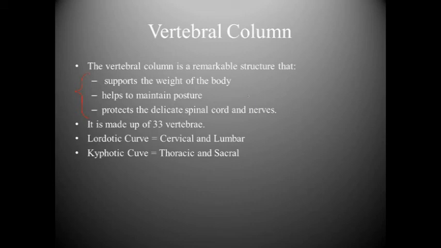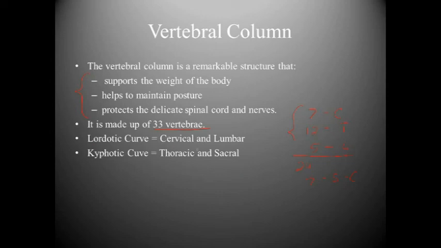It's made of 33 vertebrae, so know this, that there's 33 vertebrae. There's going to be 7 in the cervical spine, 12 in the thoracic spine, and 5 in the lumbar spine. And then that brings us a total of 24. And then there are basically 7 segments for the sacrum and coccyx.